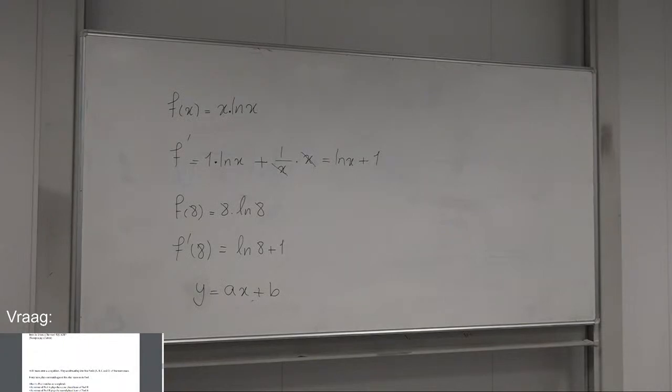So the whole function is ln 8 plus 1 times x minus 8. It should be like this, yes. But I don't know if the view accepted. I'll find it out for you. Just give me a few seconds and then come back to it. All right.